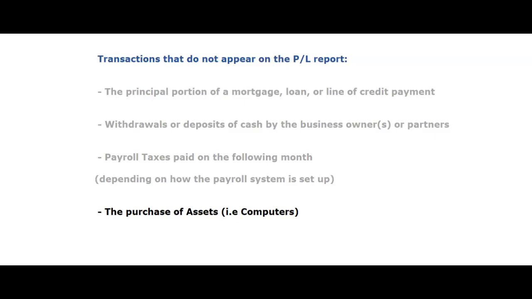The purchase of assets, such as computers. Purchases of things like computers, furniture, vehicles, those are items that are intended to last a long time, 3 to 5 years as an example. Therefore they're not immediately deducted as an expense in the month of January, the date of that purchase, because they're longer term items that are depreciated. They're not expensed all at once.